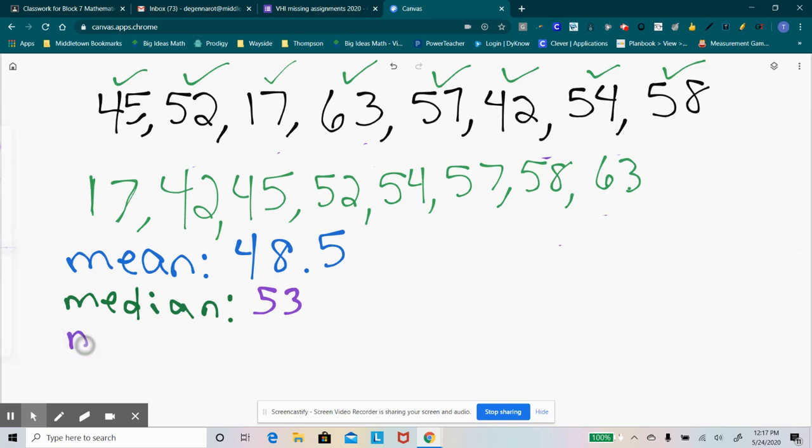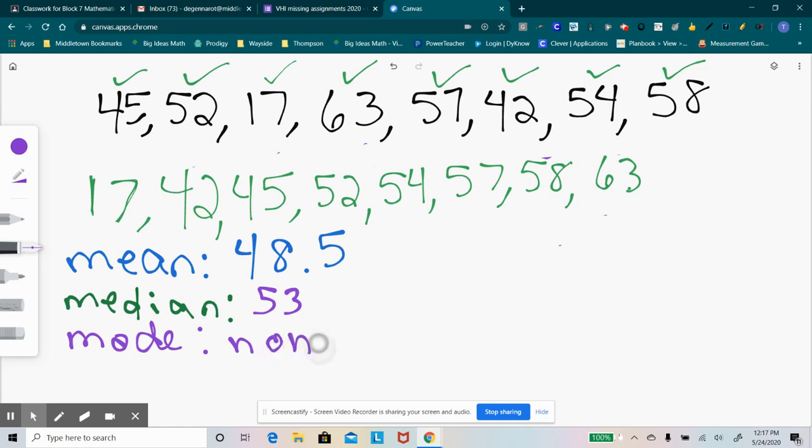Okay, next is our mode. All right, and our mode is what occurs the most. So when we're looking at our mode, we need to see if we see something twice or 3 times or 4 times. And if you look, I actually don't have any that occur more than 1. So you're actually going to say no mode or just say none. Okay, because you can have no mode.